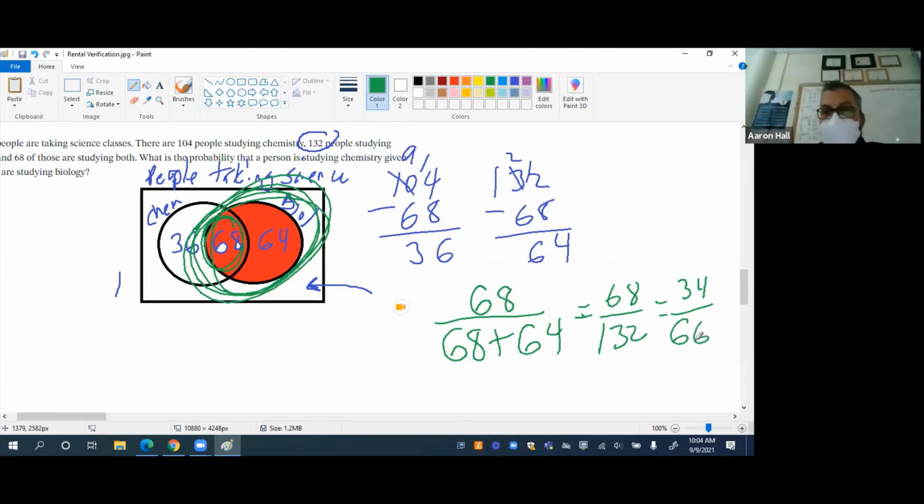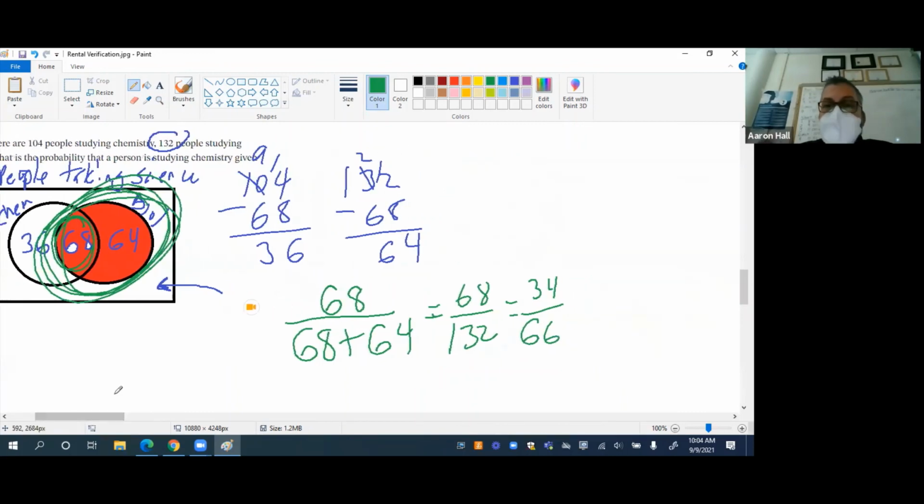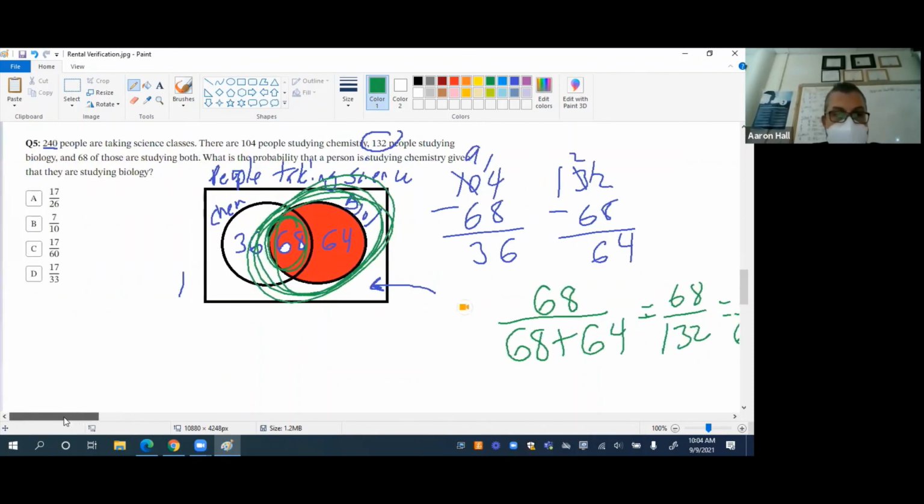They're both still even. So once more, we're going to cut both of these in half. Half of 30 is 15, half of 4 is 2, and 15 plus 2 is 17. Half of 66 is 33. Is that a choice? Nice. There we go. We got it.